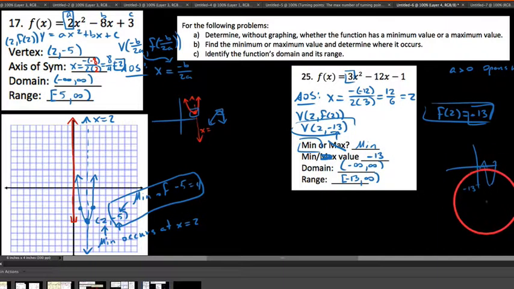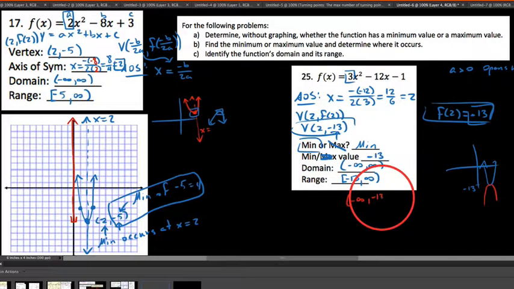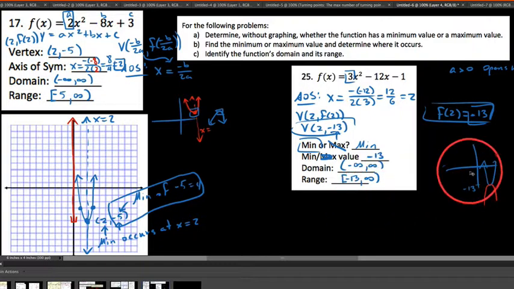If we had something that had been opening downward, we could have easily said, well, then it would have been negative infinity up to negative 13 and stopping there. But in this case, we definitely didn't have that. We had the blue graph. So use your a value to tell you whether it opens up or down and has a min or max. And then just go find the vertex to tell you what that min or max value is and help you find the domain or range.